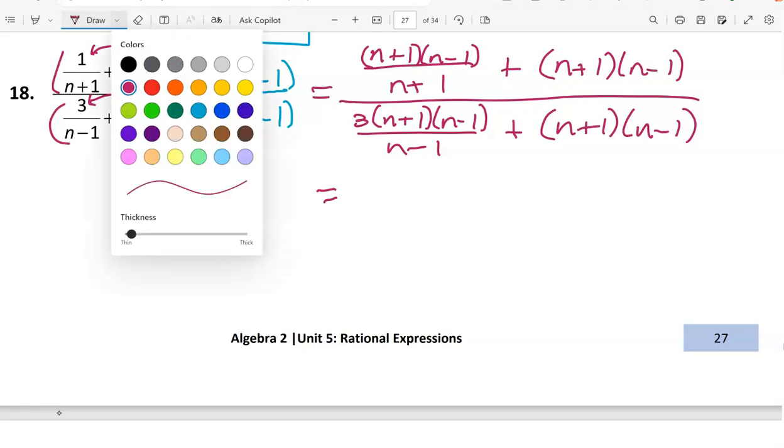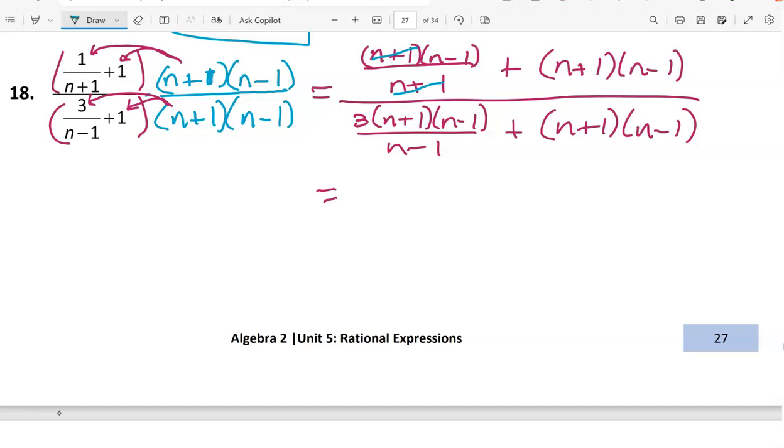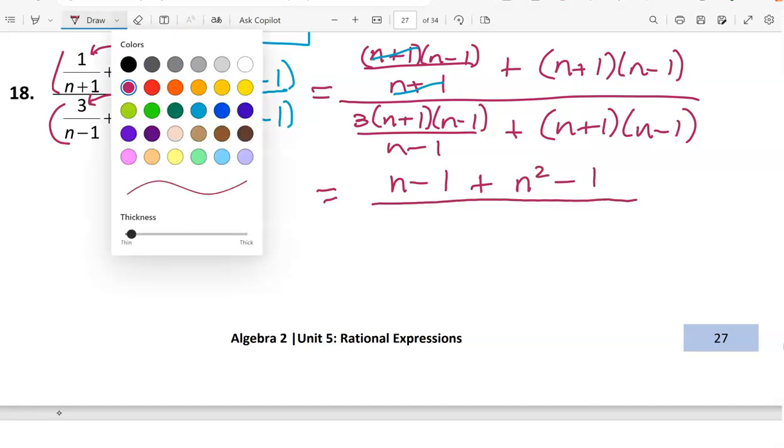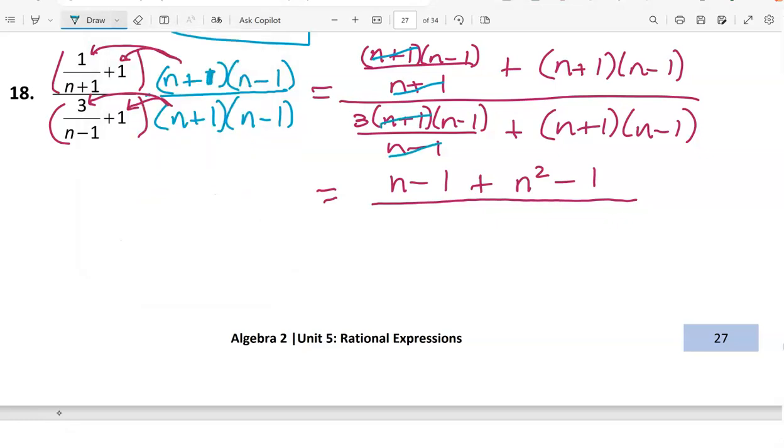The first fraction in the numerator, we can cancel those n plus 1s, and that's just going to leave us with n minus 1. Now we're going to actually have to combine some like terms here, so let's multiply this out. N plus 1 times n minus 1 is n squared minus 1. Downstairs, in the first fraction, we can cancel common factors of n minus 1. So that's going to leave us with 3 times n plus 1, which is 3n plus 3, plus, and then we have that same multiplication to do, n squared minus 1.